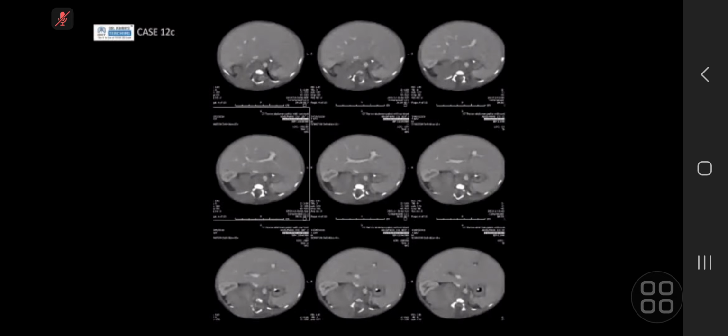These are the serial axial contrast CT sections showing evidence of a heterogeneously hypoenhancing region in the paravertebral region, in the retroperitoneum, posterior to the right kidney. And the lesion is showing intraneural extension into the spinal canal. Apart from this, there are no liver metastases, no focal lesions in the liver, and no lesions in the spleen.